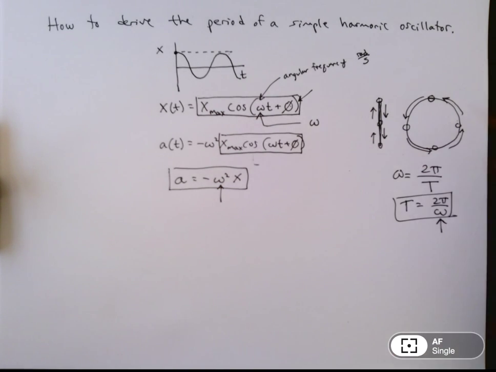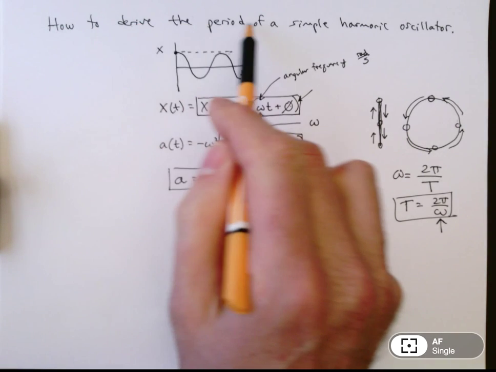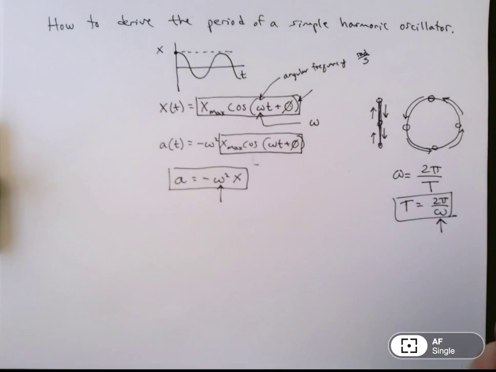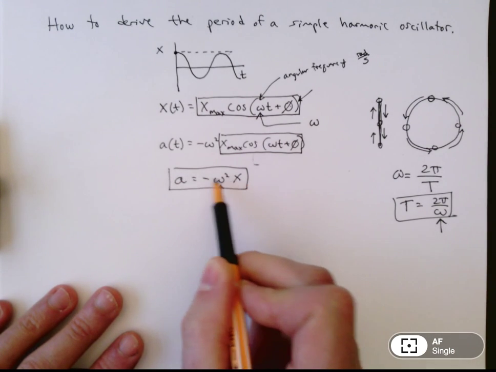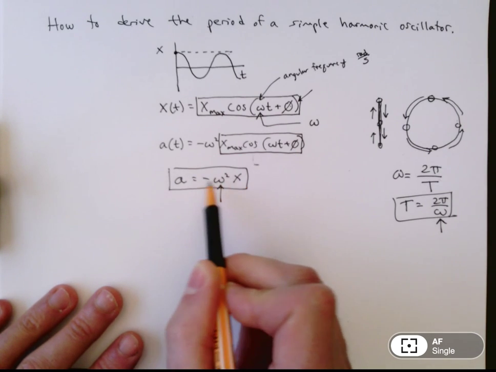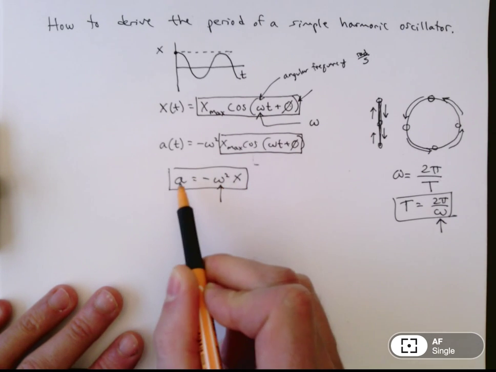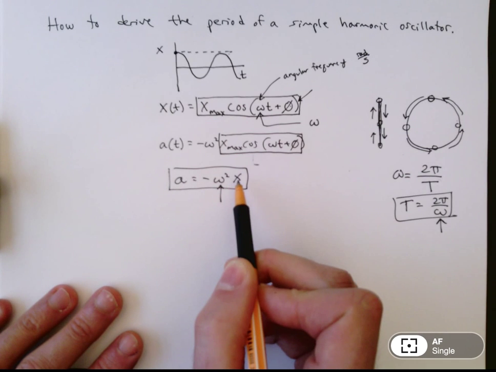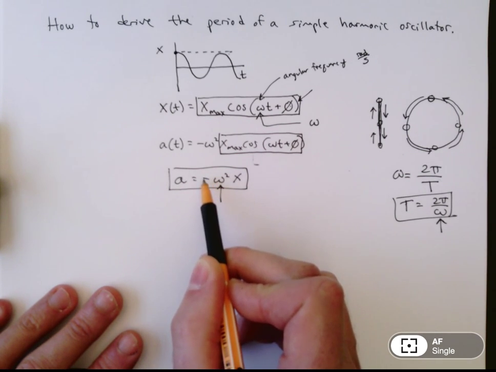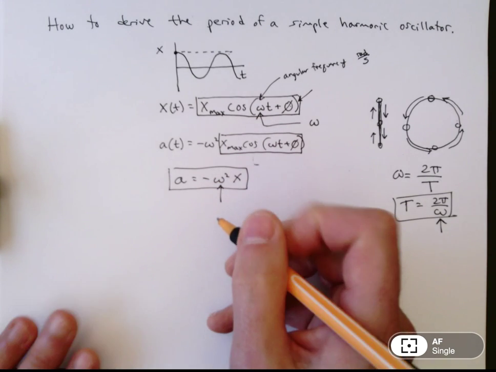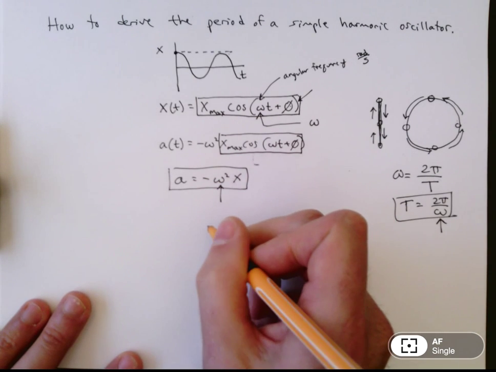Your goal, if you get this question, how to derive the period of a simple harmonic oscillator, is to figure out how to look at the equation of the object's motion and put it into this form. That is, having acceleration on one side, x on the other side, and a negative sign there. Why is the negative sign there? Well, I'll show you why the negative sign is there by looking at our first example.